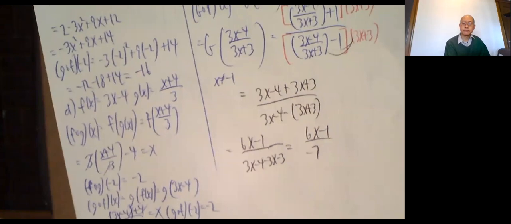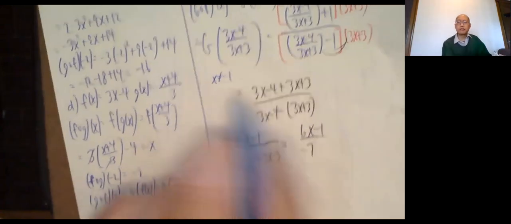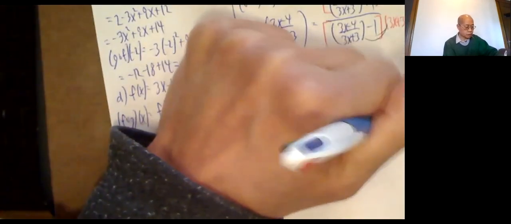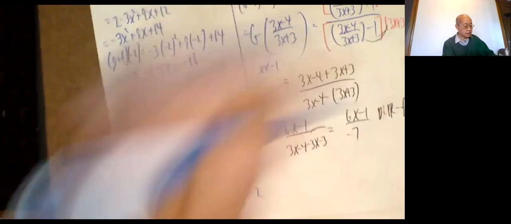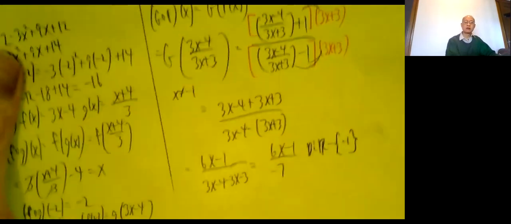Okay. All right, so there's no trouble here, but there was trouble when plugging in negative 1 here. So the domain for this one is all real numbers minus the set consisting of negative 1. Like that.